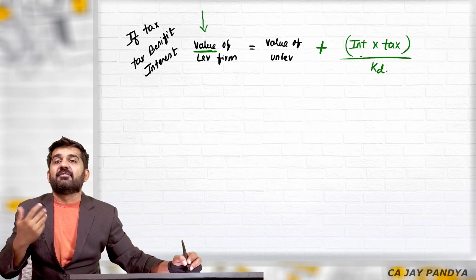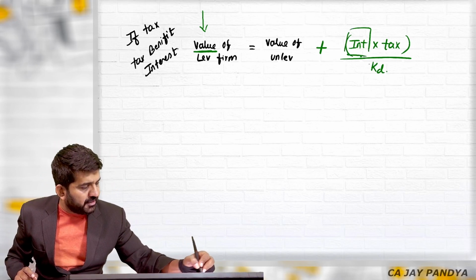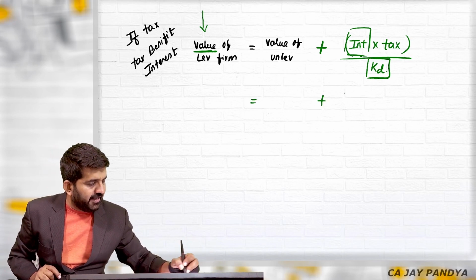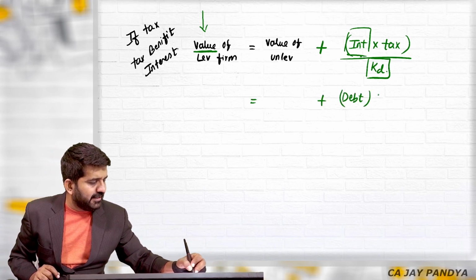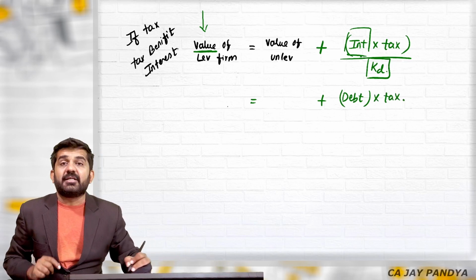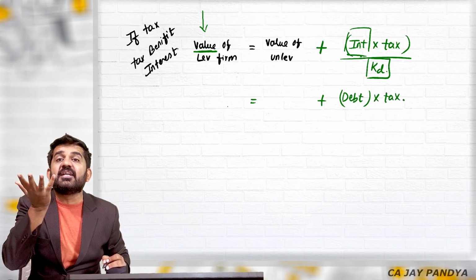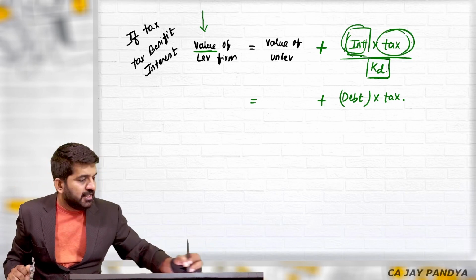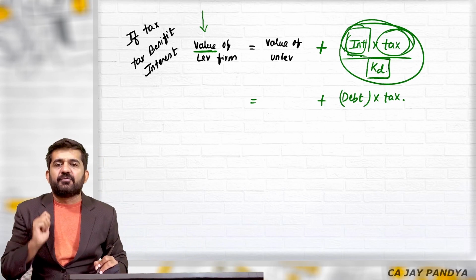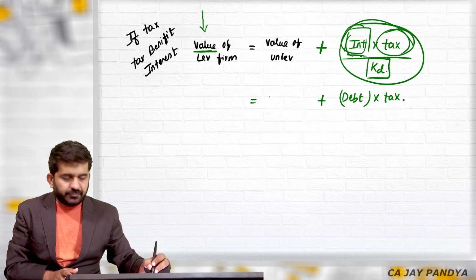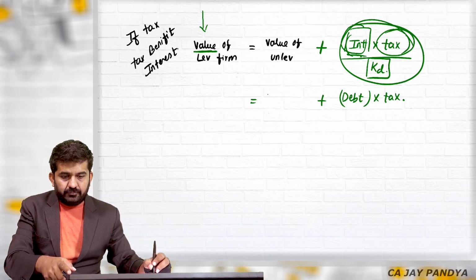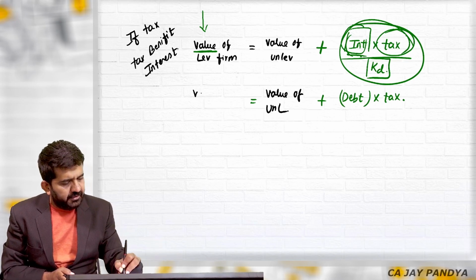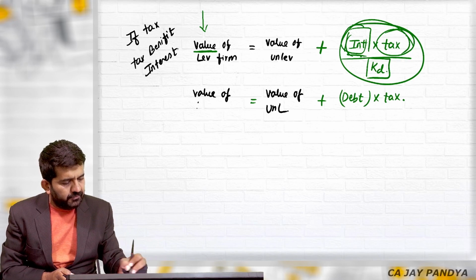So here it is divided by KD, and interest divided by KD is what? Interest divided by KD is debt multiplied by tax rate, which is nothing but increase in value. Because of tax benefit every year, this will be the increase in value of the firm. This is value of unlevered. This is value of levered.